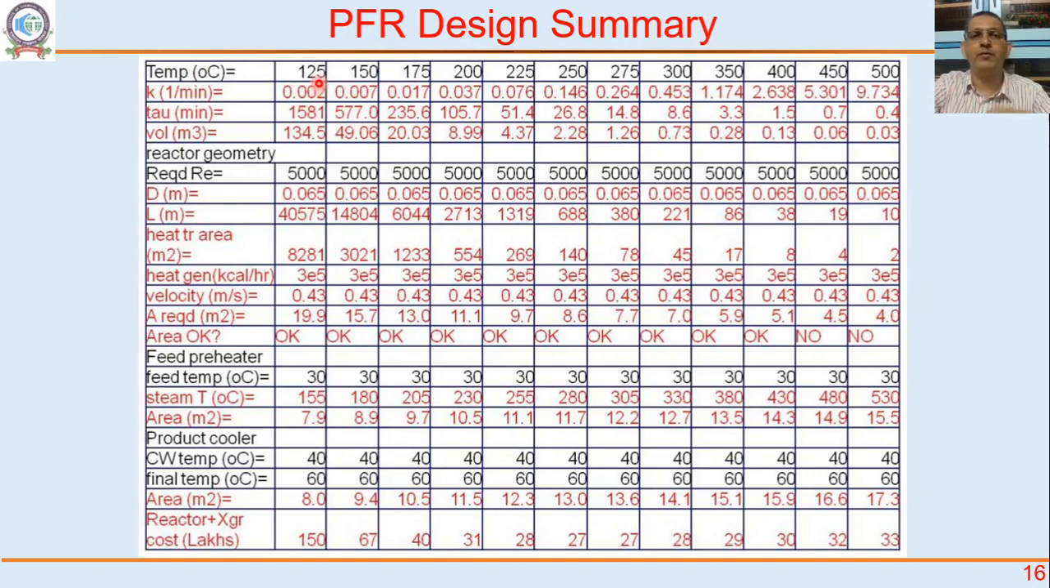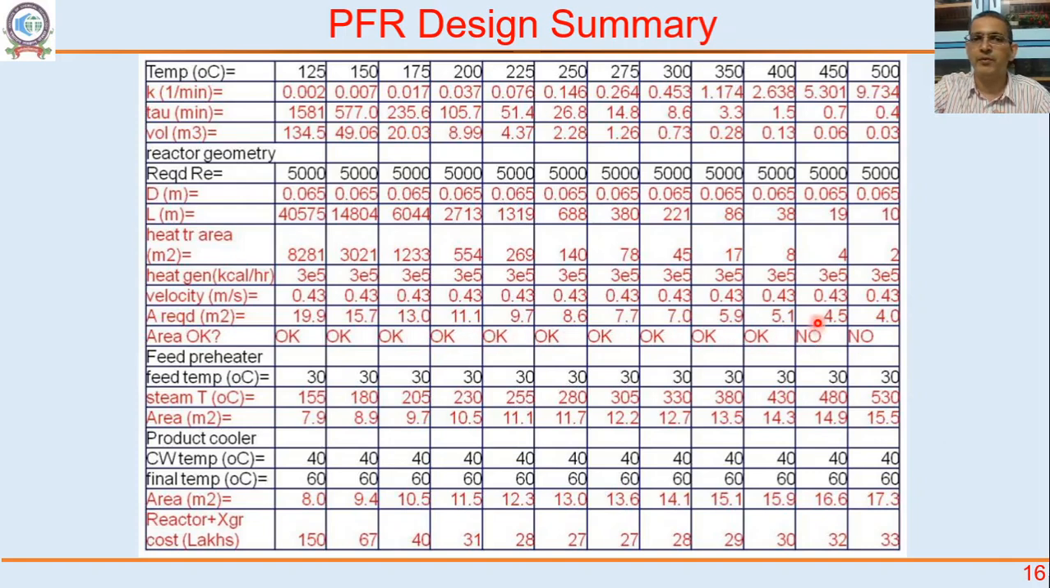You will find that if you are doing 125 degrees centigrade reaction, you will require 40 kilometers of reactor. 40 kilometers of reactor. Let's go to higher and higher temperatures. Now reactor length comes down, maybe 86 meters, maybe 38 meters, maybe 19 meters, maybe 10 meters. Heat transfer area we can calculate. Heat generation rate we can calculate. Area required for heat transfer we can calculate to maintain isothermal condition. Now you see heat transfer area available is 8,200 meters square. What is required is only 19. Easily satisfied.